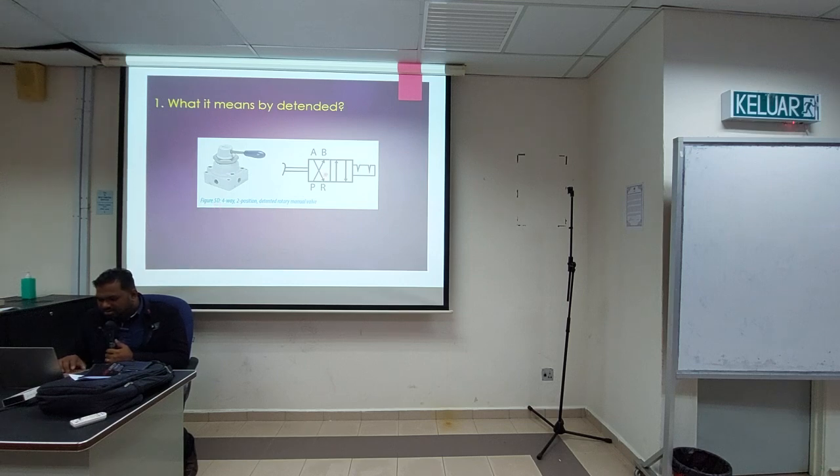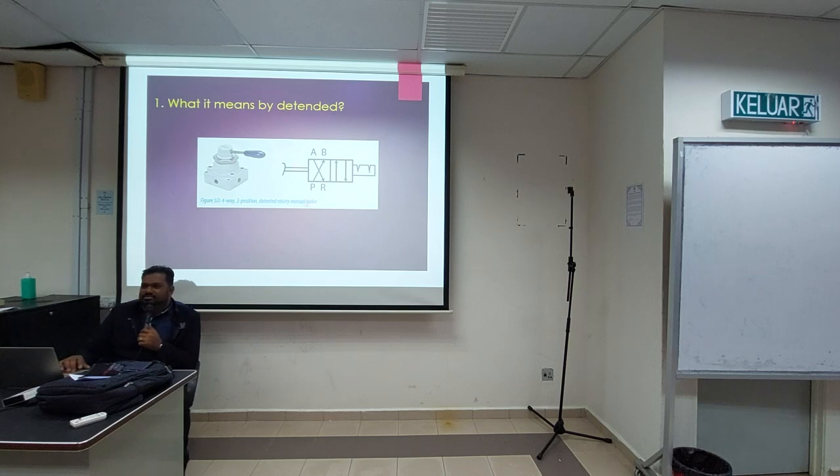Okay, so yang ni adalah 4 way to position. So ada 4 port dengan 2 kotak. So 4/2. Yang ni apa? Yang ni actually end lever kan. Okay, so macam mana nak namakan simbol ni? Apa? Macam mana nak namakan simbol ni? 4/, so 2 kotak, so 2, 4/2.